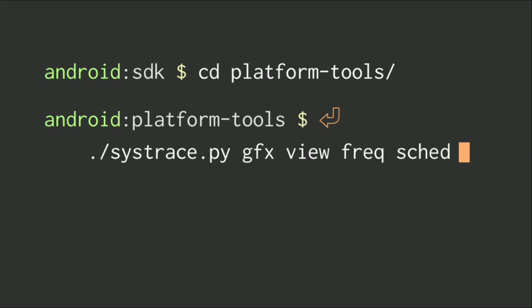Now the way you do it, you just invoke the script and specify the tags that you want to trace. So here we're tracing GFX, that's all the graphics information, view, that's all the UI toolkit information, things like inflation, layout, measure. Freq is the frequency of the different CPUs, and sched is the scheduler, so that way you can see who's scheduled on what CPU and when. And I'm going to show you an example of that.